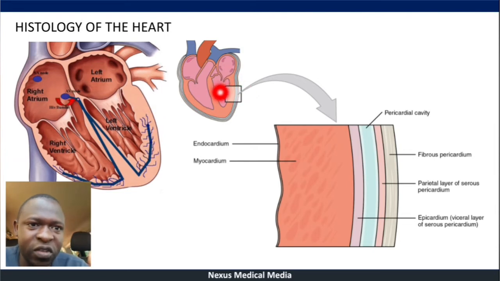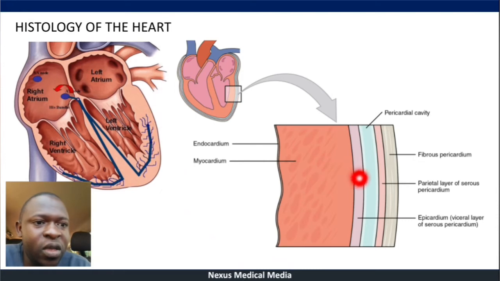So inside, close to the blood within the ventricles, right? Very close, you will find a layer called endocardium, right? And then next you will find the myocardium. It's very thick, right? So that's the contractile part. And then from there you find the epicardium. It's called the visceral layer of the serous pericardium, right?